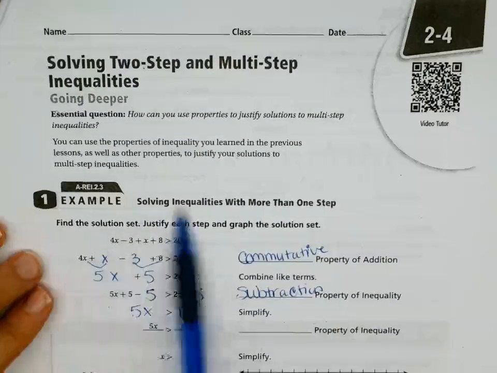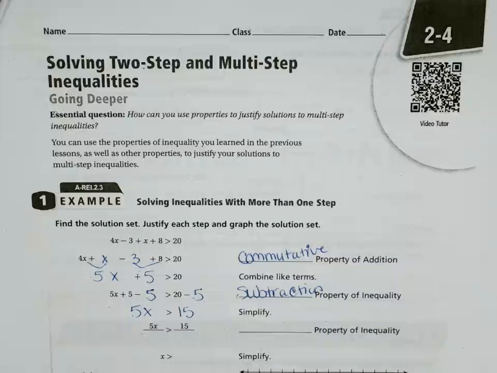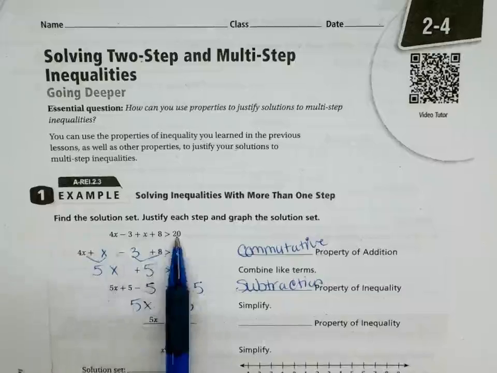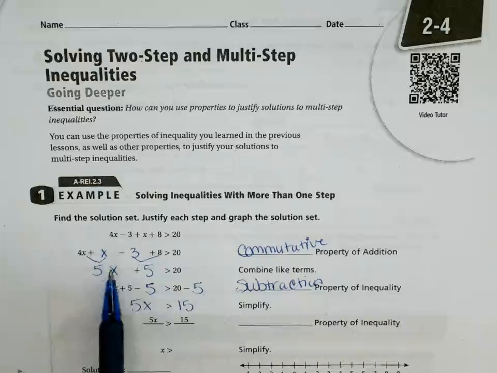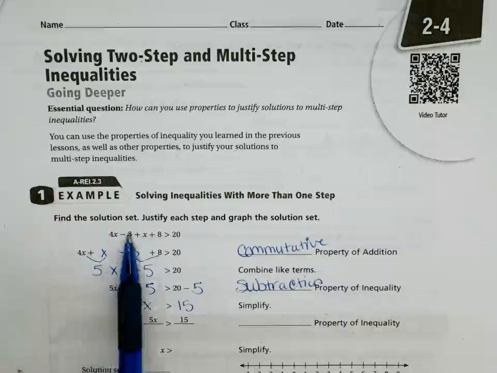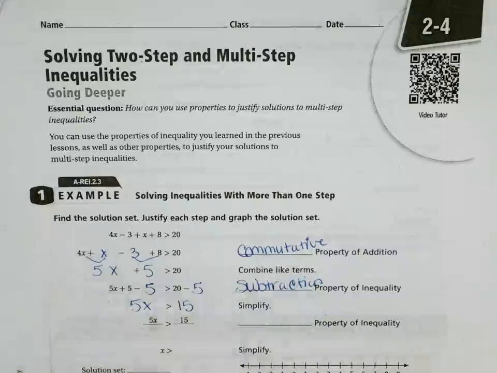Solving inequalities with more than one step. Find the solution set, justify each step, and graph the solution set. So we wrote the original equation, and then we're just going to rearrange things so that the x's are by each other and the constants are by each other. So we're going to use the commutative property of addition. That's like when your parents commute to work. They drive to work, they move around, so we're just rearranging.